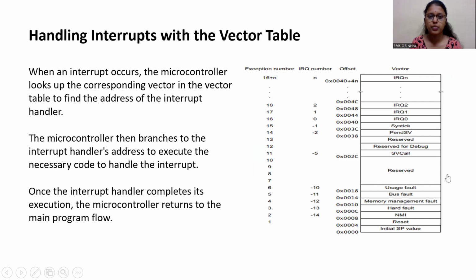Next, handling interrupts with vector table. When an interrupt occurs, the microcontroller looks up the corresponding vector in the vector table to find the address of the interrupt handler. The microcontroller then branches to the interrupt handler's address to execute the necessary code to handle the interrupt. Once the interrupt handler completes its execution, the microcontroller returns to the main program flow.